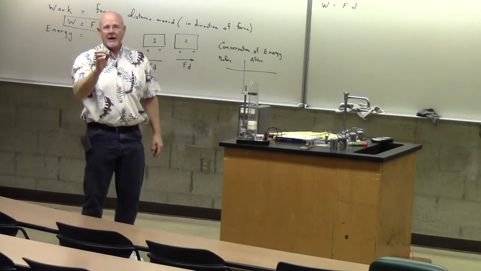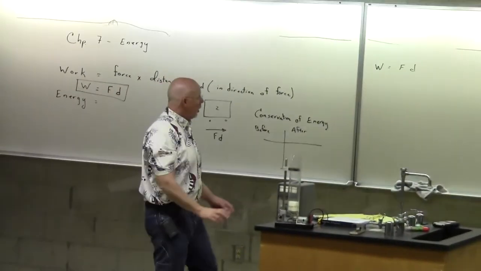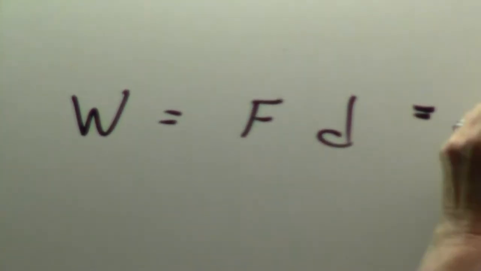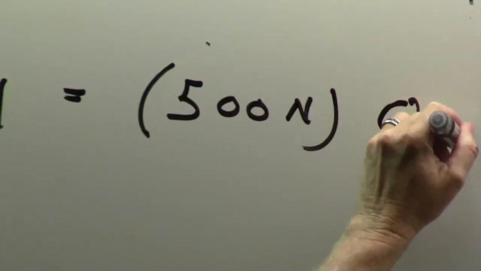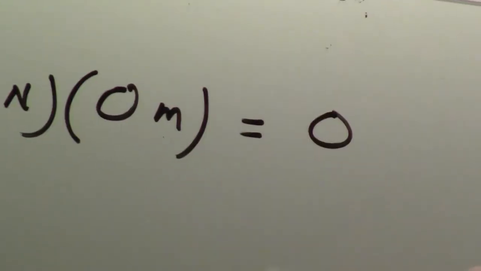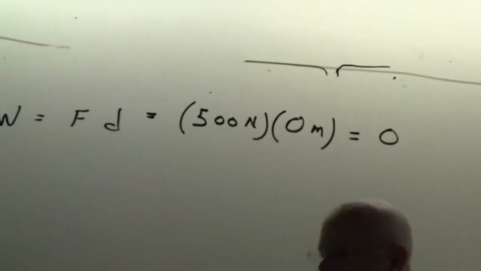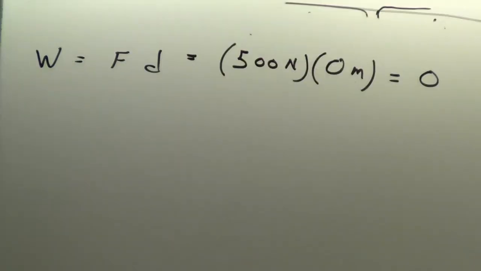And here's my first question. How much work did I do? I hope you see the answer to that is zero, right? Because work is both force and distance. So this would be 500 newtons times 0 meters, which comes out to be zero. Again, work is a combination of two things, and if one of those is zero, you're not going to get any work. Maybe that's obvious.